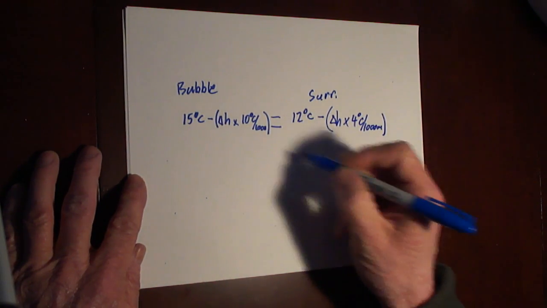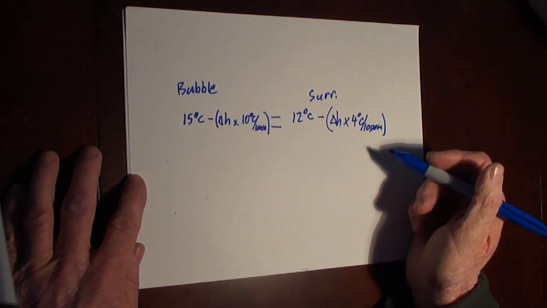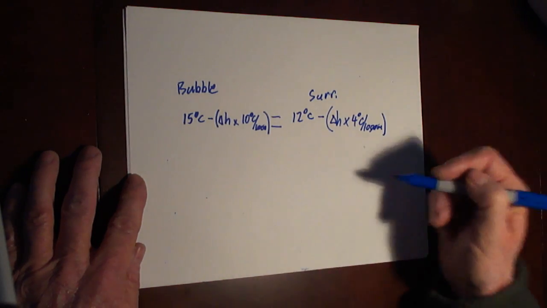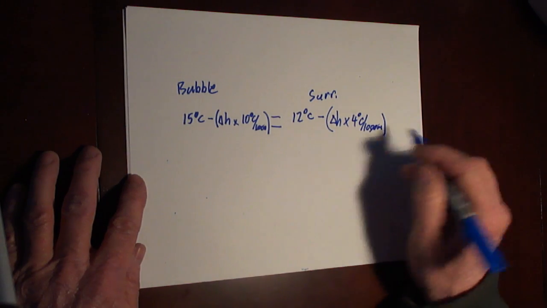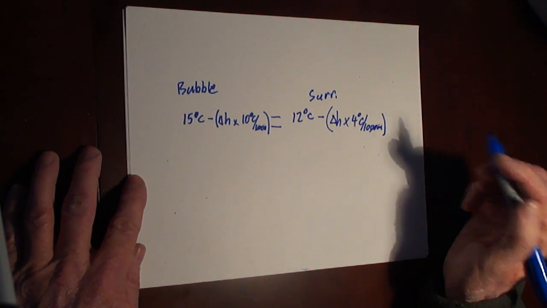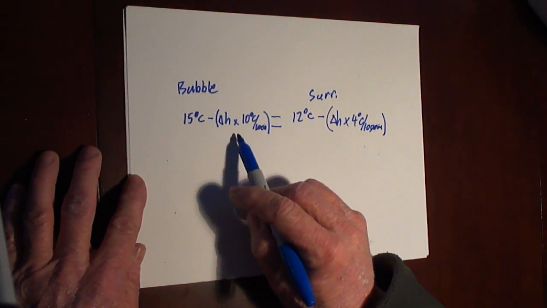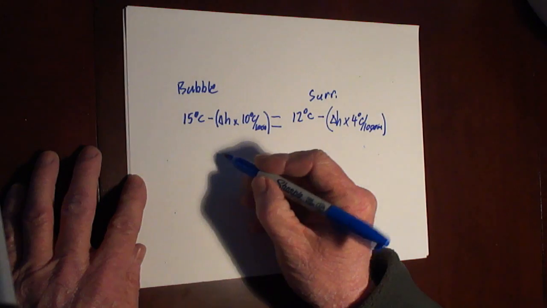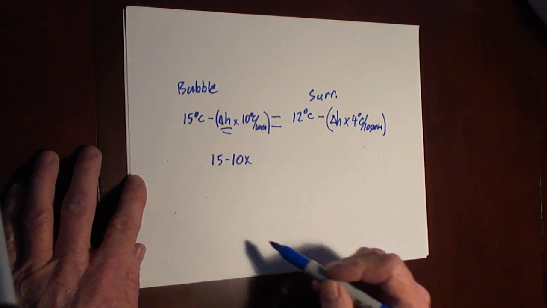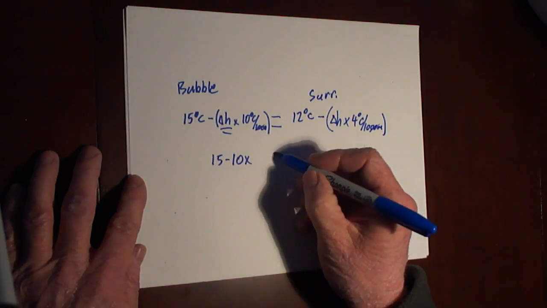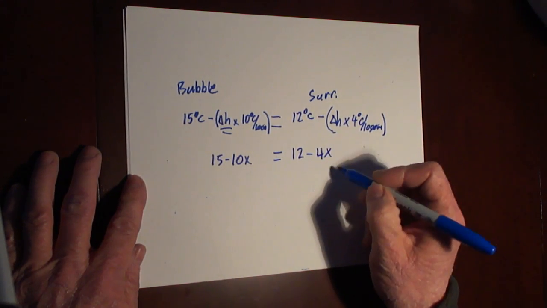What I'm going to do is get rid of the thousands right now, and we'll come back to that. We're going to multiply our result by 1,000 to get our final answer. But for now, to simplify things, I'm getting rid of the 1,000. Just follow me and you'll see what happens. I'm also going to simplify this into a little algebraic equation. So it's 15 minus 10x, where x is my change in height, equals 12 minus 4x. Again, x is the change in height.